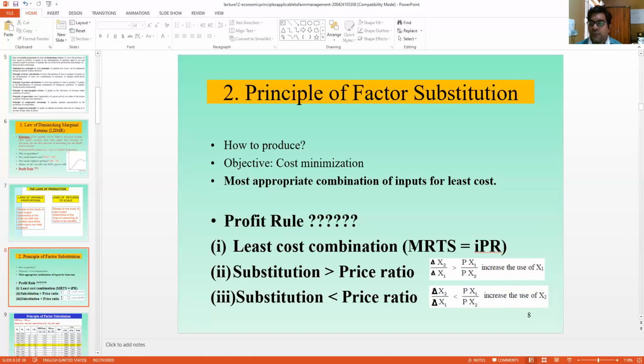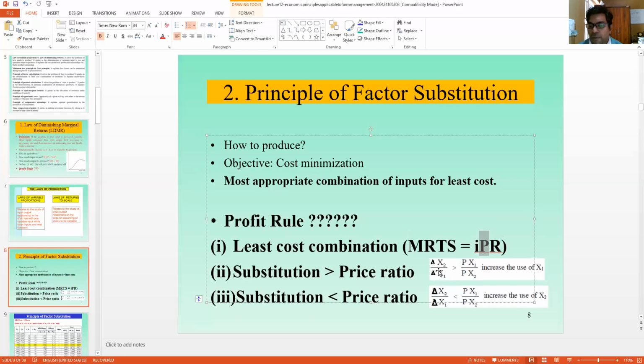Now we have to equate MRTS to the price ratio. So this is what the profit rule is. We have to equate; both should be the same. MRTS is nothing but delta x2 upon delta x1. Price ratio is nothing but P of x1 upon P of x2. So now both these should be equal. Then only we can attain the least cost combination.